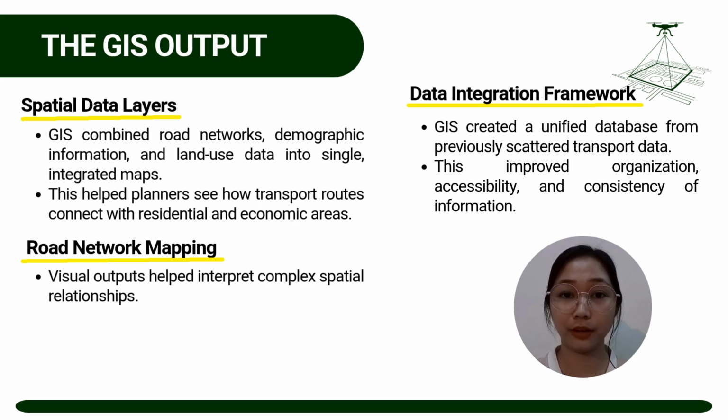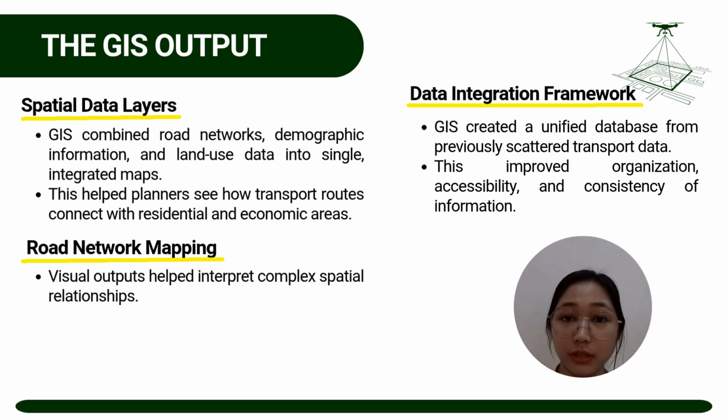I will be talking about the output and findings. The first output is the spatial data layer. Several outputs from the study showcase the use of Geographic Information System (GIS) to efficiently support transport data integration and display in Ibadan. One of the key outcomes was the production of spatial data layers incorporating road networks, population distribution, and land use data. Overlaid, these datasets show how transport routes cross zones of residential and economic activity and where the bus routes are missing. Next is road network mapping.